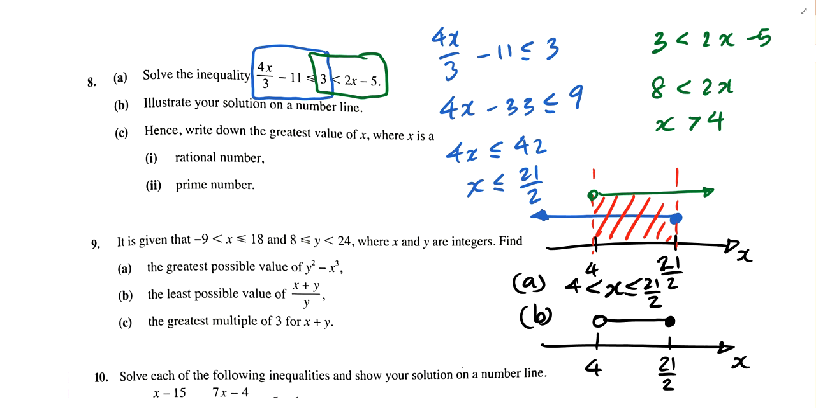So now write down the greatest value of x, where x is a rational number. Rational numbers can be expressed as a fraction in the form a over b, where a and b are integers. So the greatest value of x for part C, part 1, answer will be 21 over 2. Then the largest value of x, where x is a prime number, in this case will be 7.